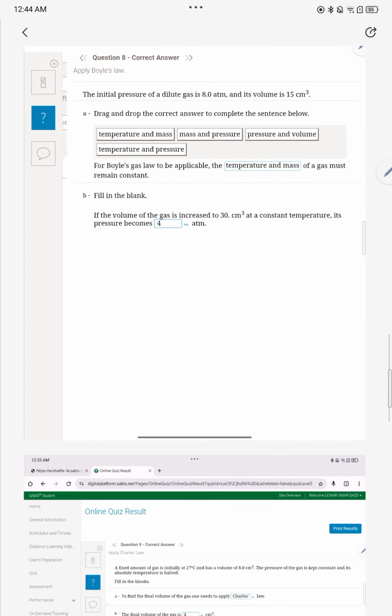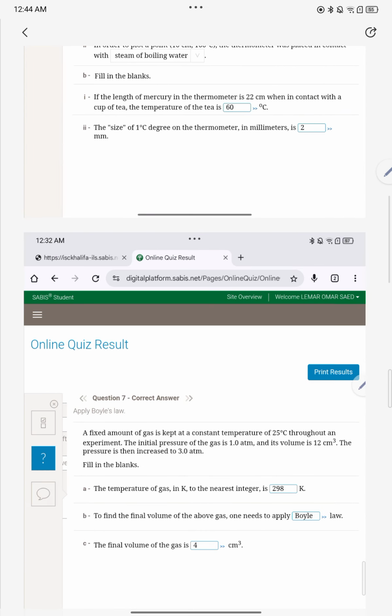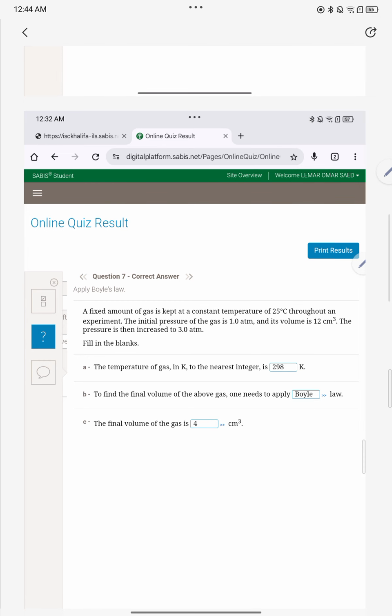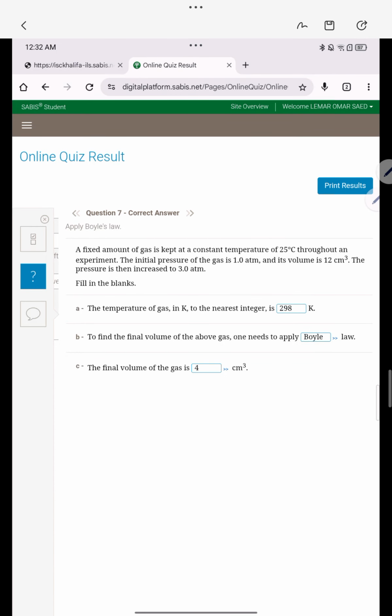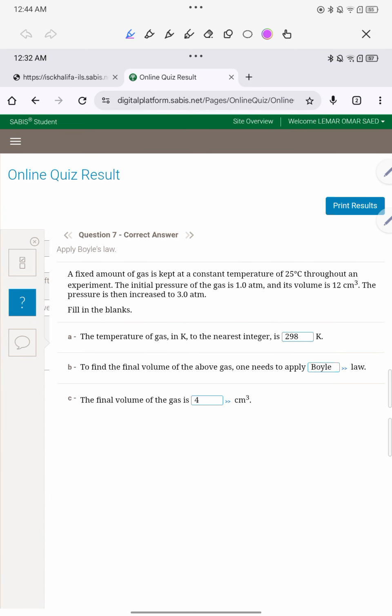As I was saying, you have to make it into Kelvin. So this plus 273, which is equal to 298. This is an easy question. This shouldn't be wrong. 3 marks. Also this one, Boyle's law, we have to know that the temperature and the mass are constant in Boyle's law. Okay, the final volume.